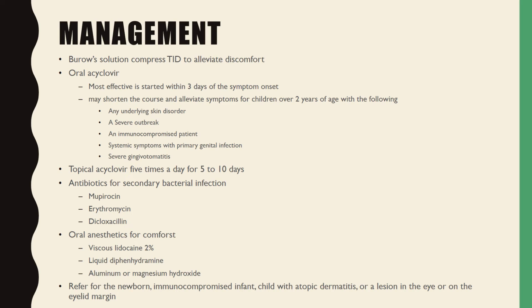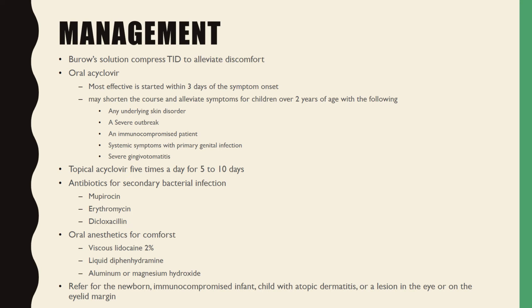Consider antibiotics if you suspect a secondary bacterial infection. You can see there what you would use. Oral anesthetics are used for discomfort, and there's something called magic mouthwash if you haven't heard of this before. It's used a lot in pediatrics for any kind of oral lesion. We'll talk about it again when we talk about hand, foot, and mouth disease, but it can be used to numb and alleviate the pain with oral lesions, which will help children eat and drink so they don't get dehydrated.